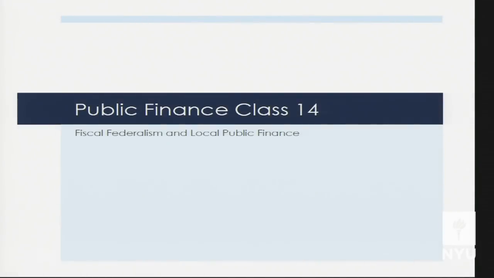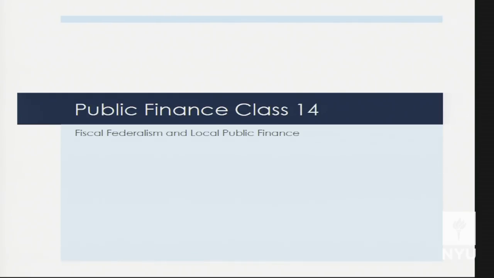Today we're talking about state and local public finance and optimal fiscal federalism. Fiscal federalism is about what level of government should provide a given good or service. We have different levels of government: local government, state government, and then of course the federal government.